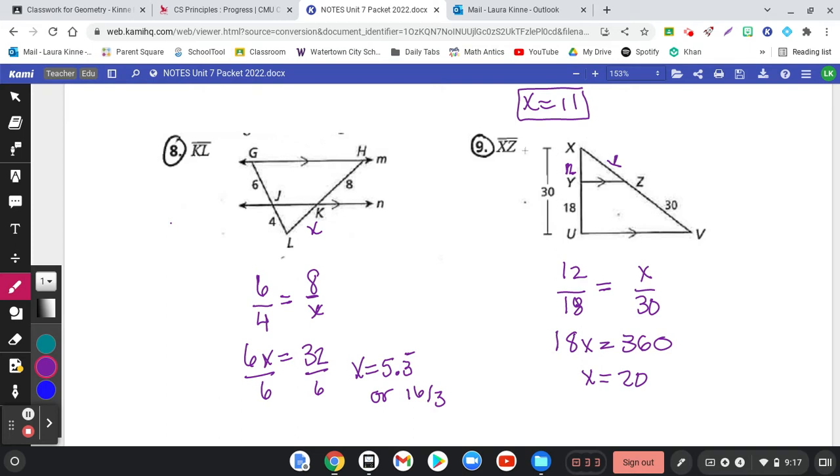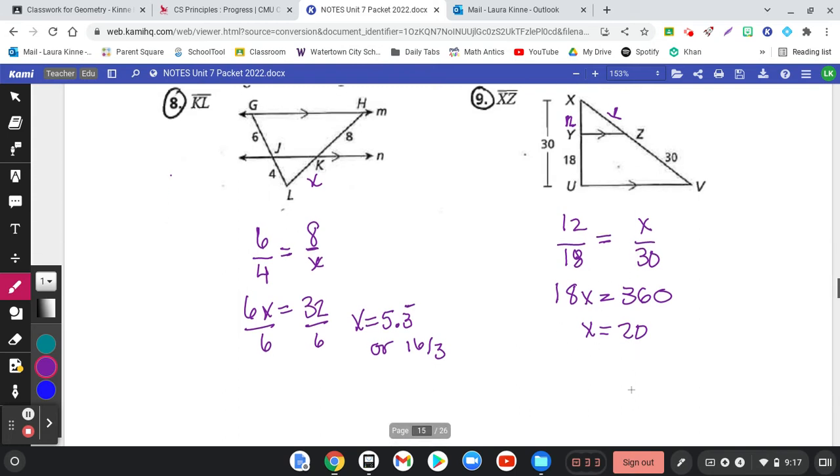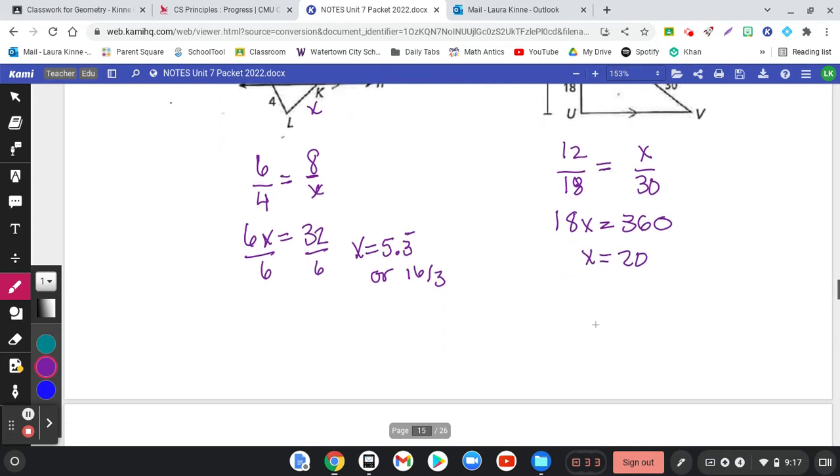Over here, in order to find XZ, the first thing I had to do is I said, okay, well, if this is 30, this would have to be 12 in order to add up to 30. So then I did 12 over 18 equals x over 30. Again, I can do that because they're parallel. Cross multiply and divide to get x is 20. So XZ is 20.